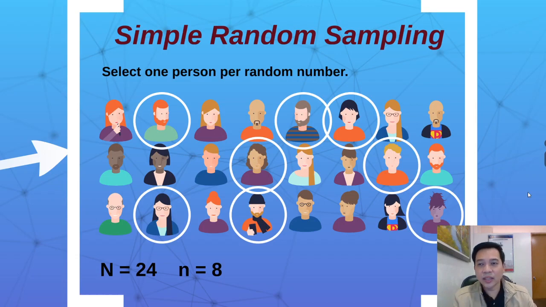Or simply use an Excel program to type a formula on random numbers 1 to 24, and then whatever numbers come up, you will be selecting the representative person or participant in that number. Okay, so until you arrive at 8 participants. So that's how you do simple random sampling.